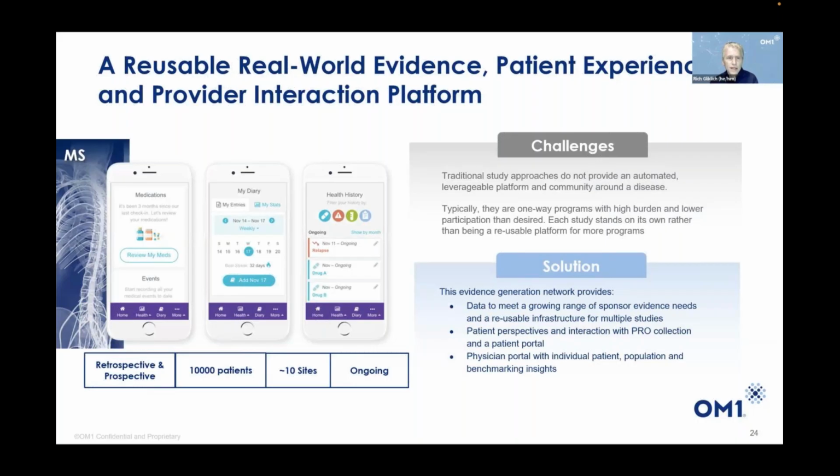A very different use case is this, which is a reusable real-world evidence and patient experience platform that also allows for provider interaction. So here we're combining, again, passive data collection from the electronic medical record on about 10,000 patients for about 10 sites in a neurological condition, with patient-reported outcomes and actually diary information, combined with the clinician's ability to view the same portal as the patients, and in fact creating a community.